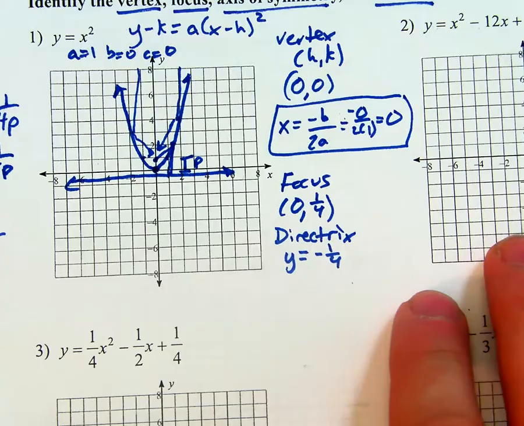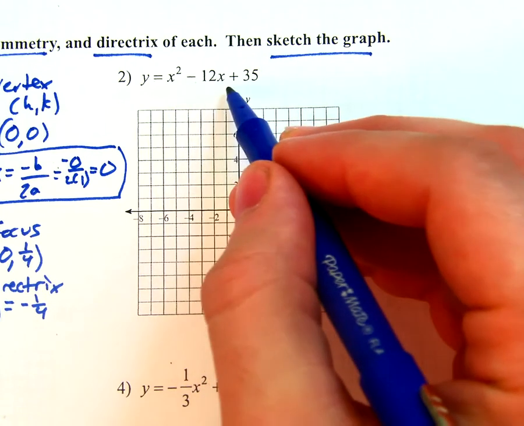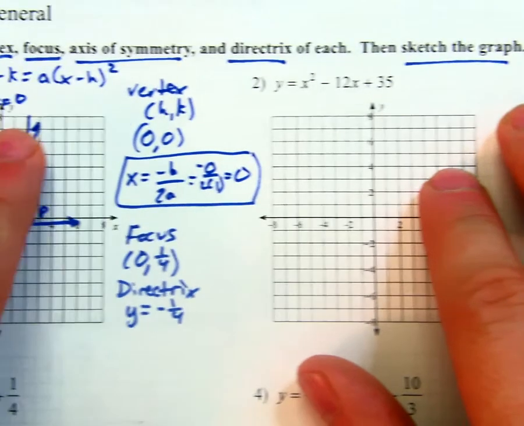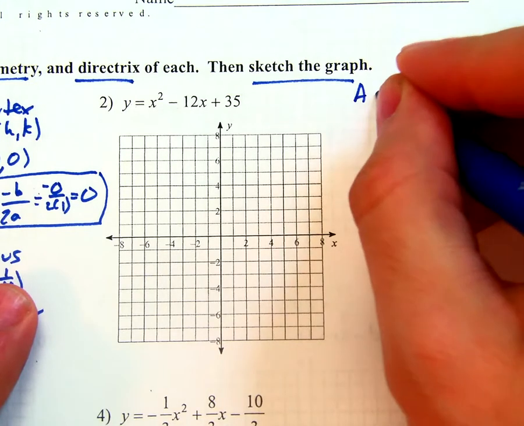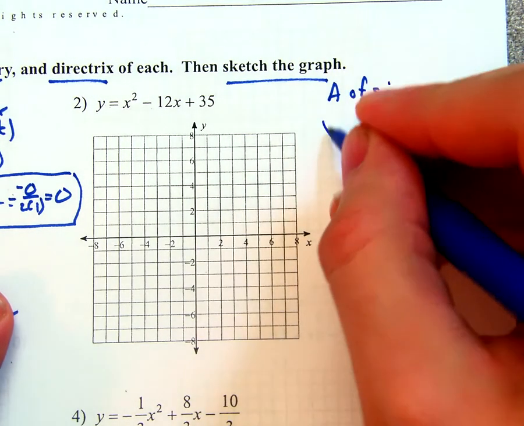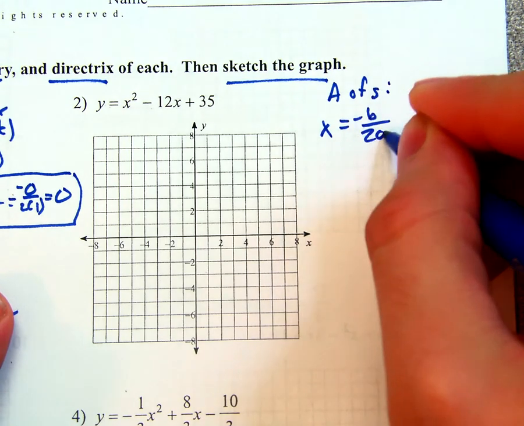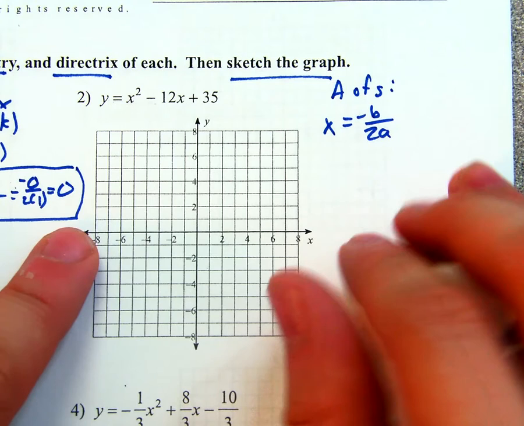So we're doing the same thing with the new problem, but it's not so nice. It's x squared minus 12x plus 35. And we first of all need to be in vertex form. So we're actually going to find the axis of symmetry first. I'm going to write AOS, the axis of symmetry, and do x equals negative b over 2a so that we can complete the square and put this in vertex form.